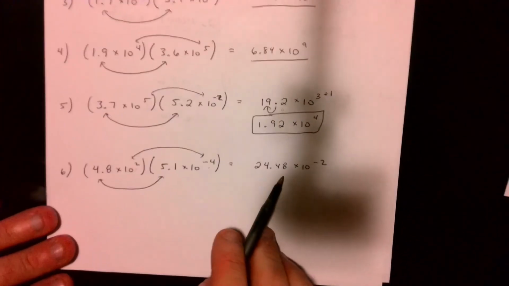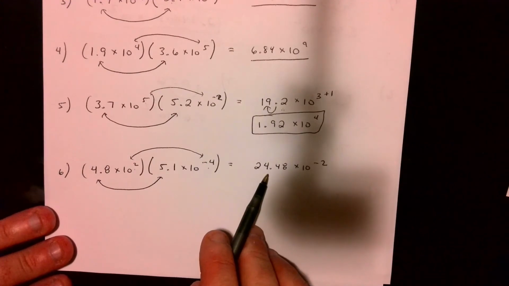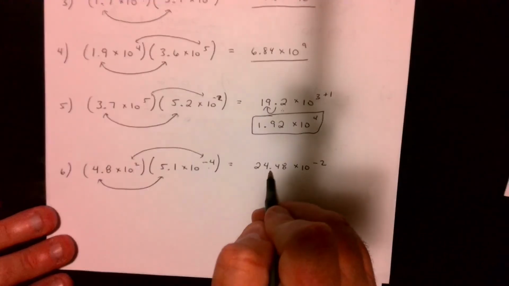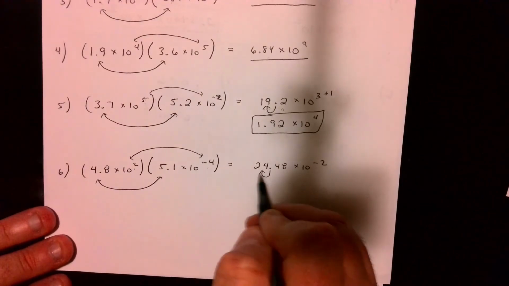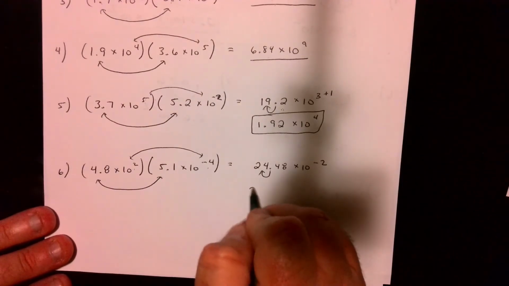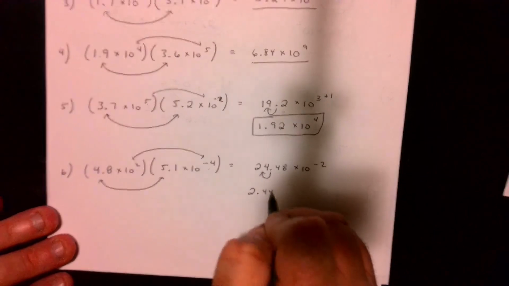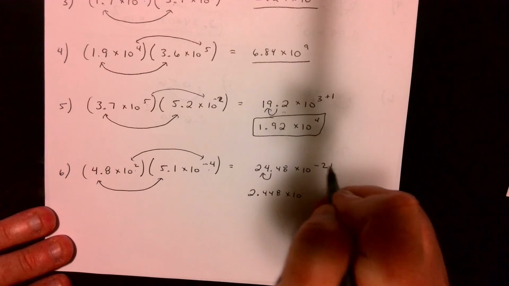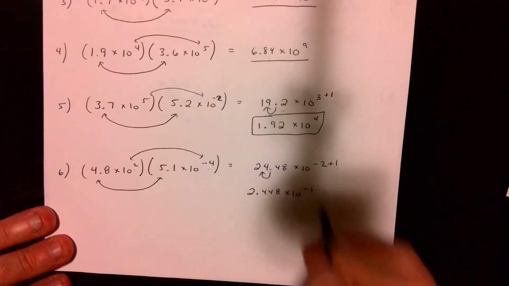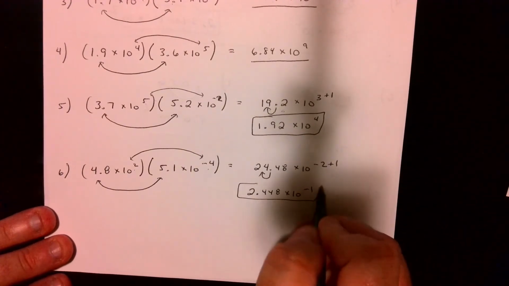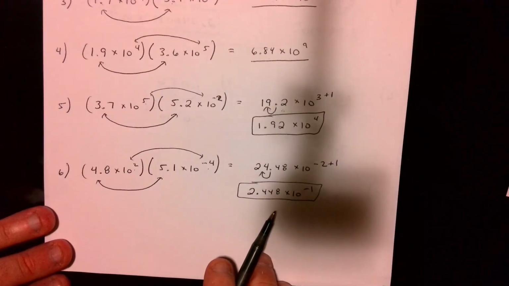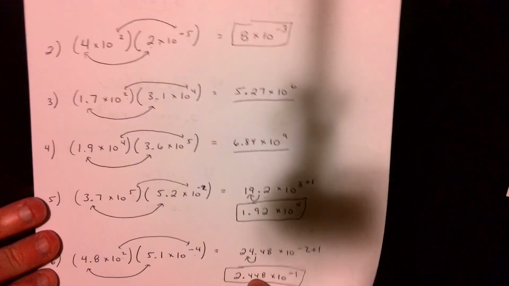Look at your final answer. Are we okay? No, we're too big. So this decimal is going to move over 1 time, so the number fits between 1 and 10. So we get 2.448 times 10. And we need to add 1 back in. So now we get -1. And there's my final answer. Okay. This is how we times scientific notation. Okay, that's how we multiply them together.